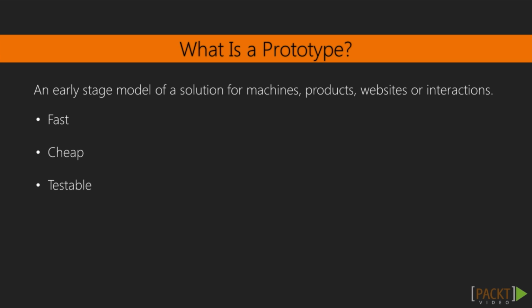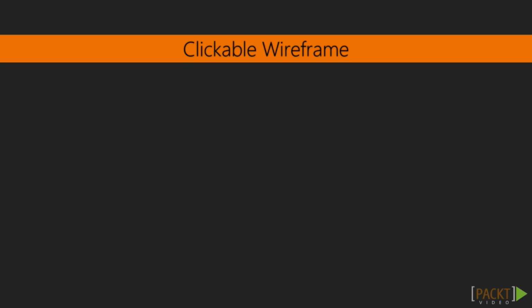A prototype is an early stage model for a solution of a machine, product, or interaction of a service or a website. Prototyping attempts to be a fast and cheap way to validate and test an idea before bringing it to market or developing it in live code. In user experience, we use prototypes all the time to test interactions, explore our solutions, and evaluate and test our experiences. The web is inherently interactive, and we need to build our thinking and test our reach to meet that expectation. This is where clickable wireframes come into the mix.